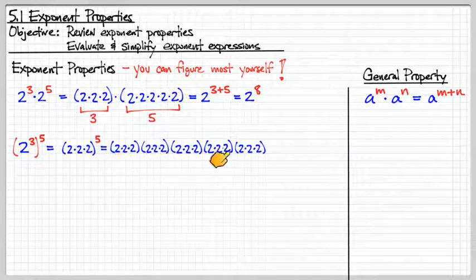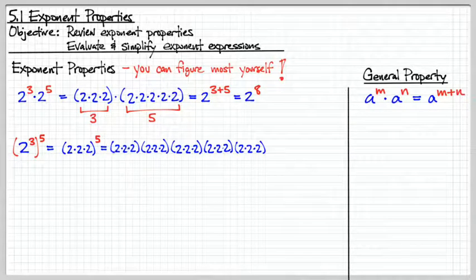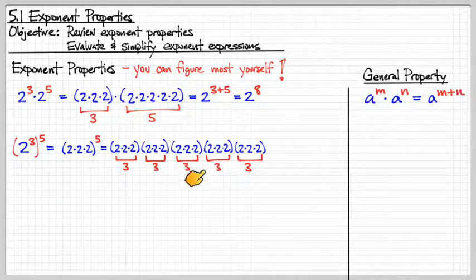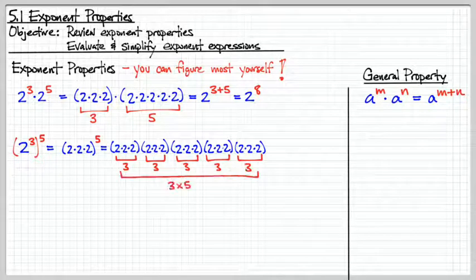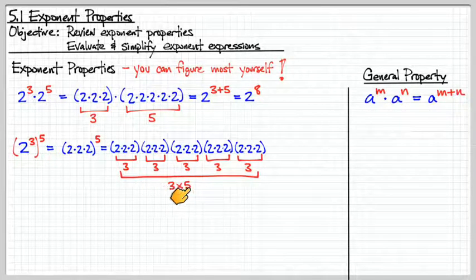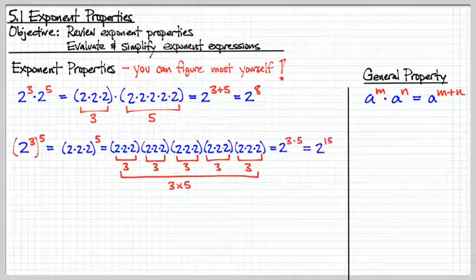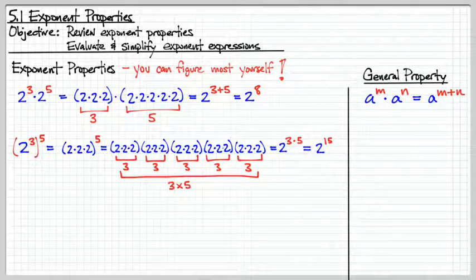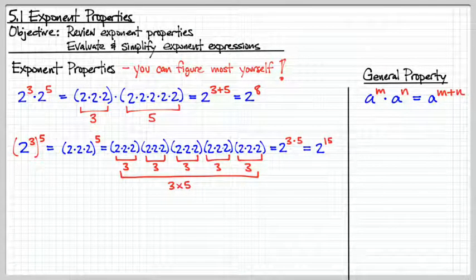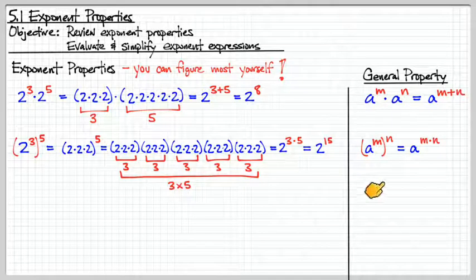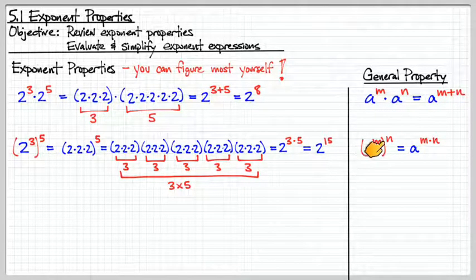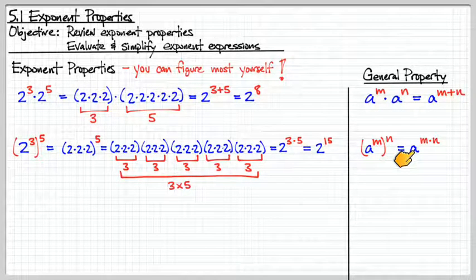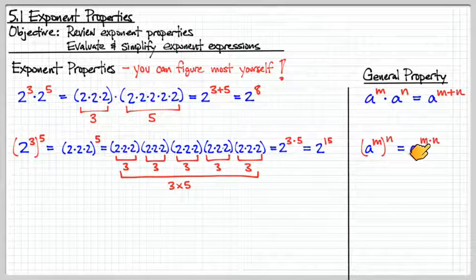Now we don't want to write this all the time, but we can actually count up all the 2's in this manner. We realize that we have 5 sets of 3 that can be represented as 3 times 5, so we can write this as a single exponent, 2 to the 3 times 5 power, 2 to the 15th. Now we can generalize this into a property. I have a to the m to the n power is equal to a to the product of m times n.